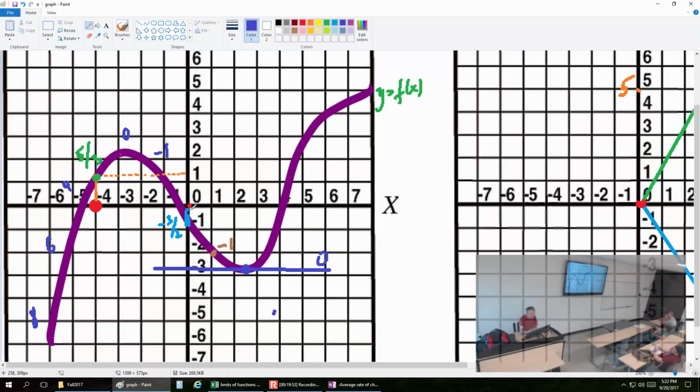So maybe -1, -3/2 here, -1 again, 0, starts to grow, becomes 1. Here it might be 2, and it starts to decline, so 1.5, 1 maybe, and then 0.5. Reasonable, right? So you just see how the slope changes.